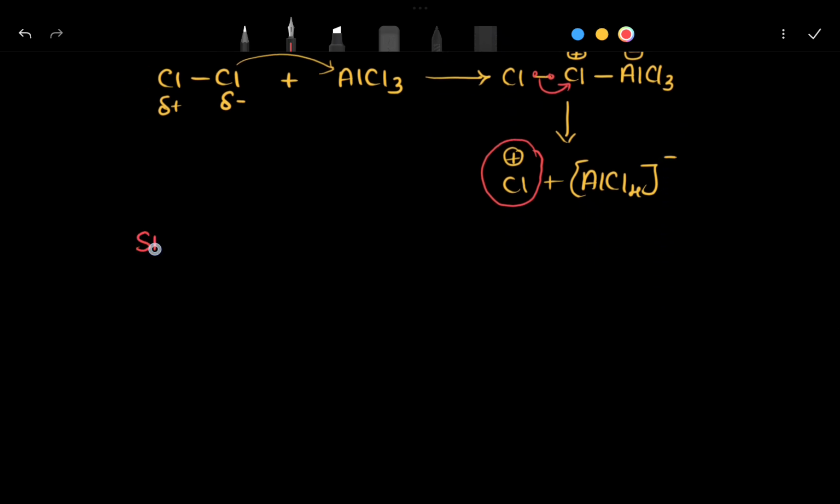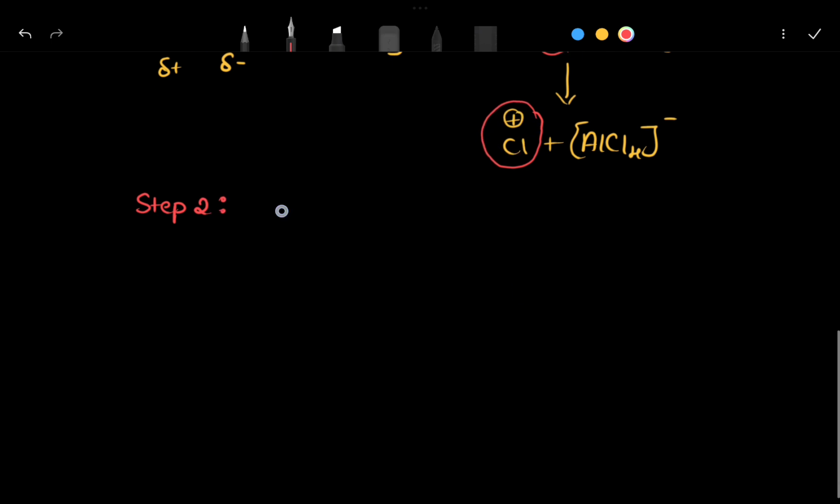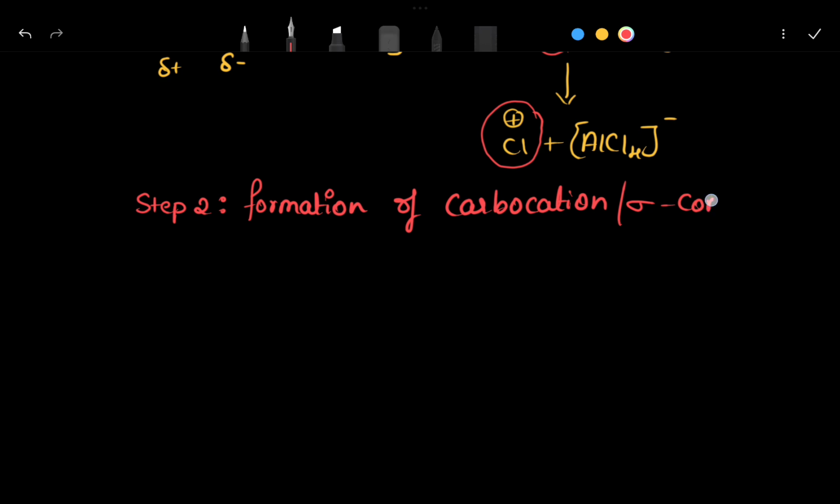Next, the second step. See, in the second step what will happen? Benzene will attack this chlorine, so a carbocation will be formed there. So the second step is formation of carbocation, or in this case we also call it a sigma complex, formation of sigma complex, or we can call it formation of arenium ion.